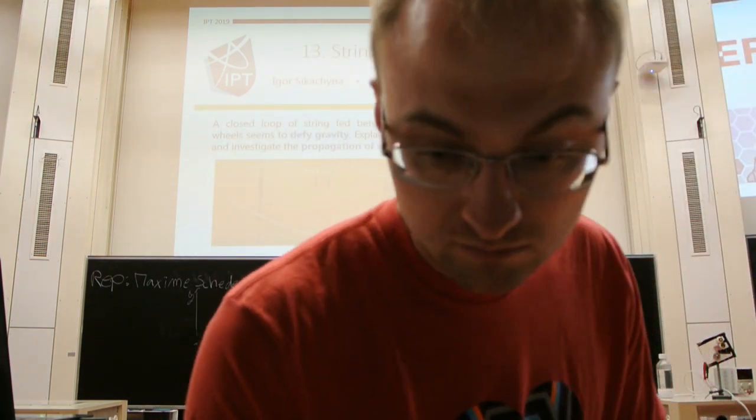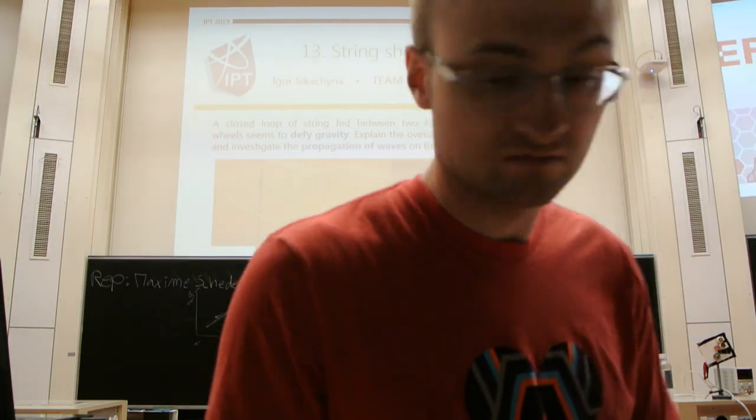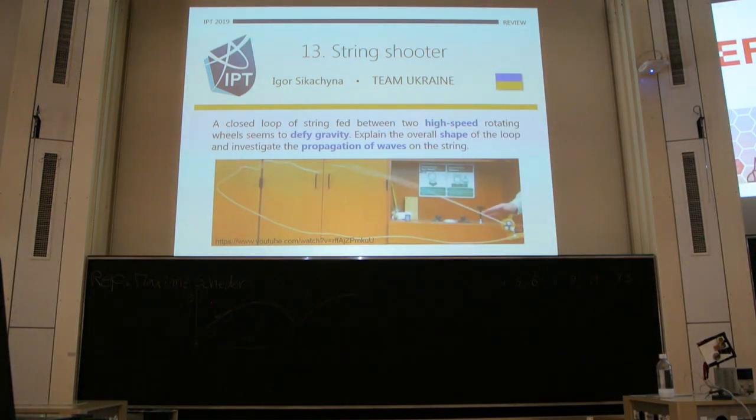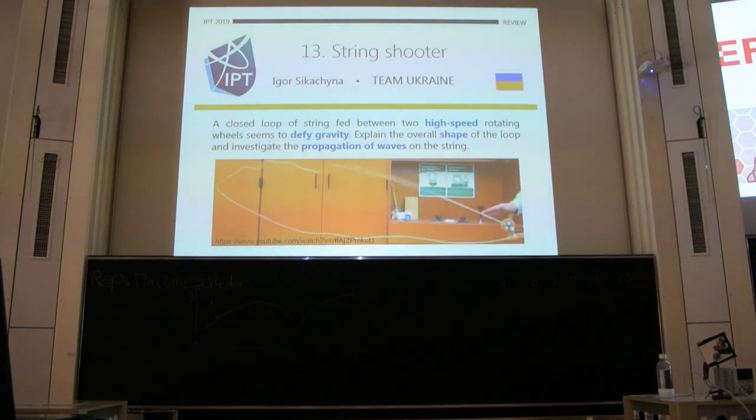Hello everyone, my name is Igor Sikachino and I'm the reviewer from Team Ukraine on problem number 13, string shooter. In this problem we should have studied the shape of the rope which is rotated using the following mechanism at high speeds, and studied the shape and the propagation of waves on the loop depending on the relevant parameters. And now I will go into depth about the analysis of the report and the opposition.